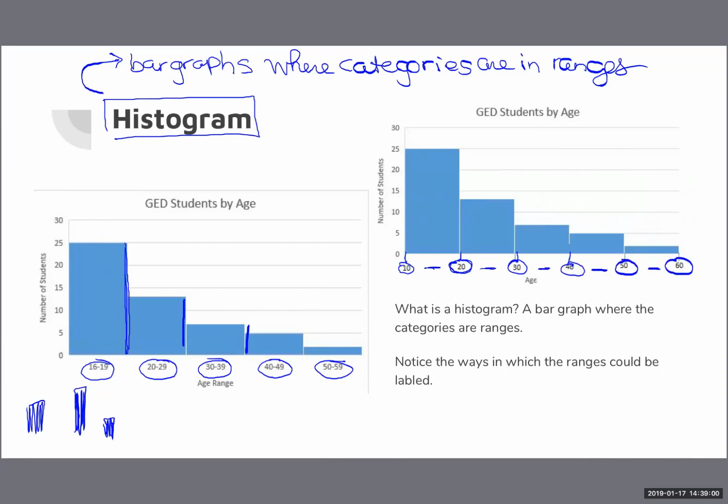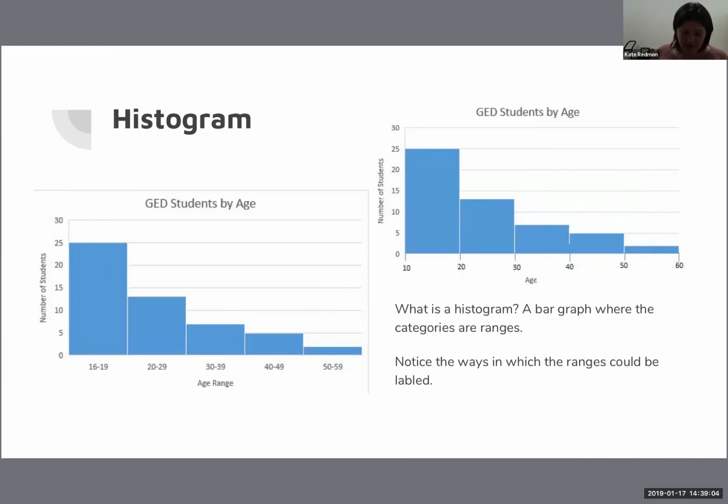I'm confused about that one. Yeah, this is the one that confuses most people. You're talking about this labeling, right? Mm-hmm. It is confusing because you don't really know whether this one stops at 20 or starts at 20. Yes. All you know is that these people in here are between 10 and 20.